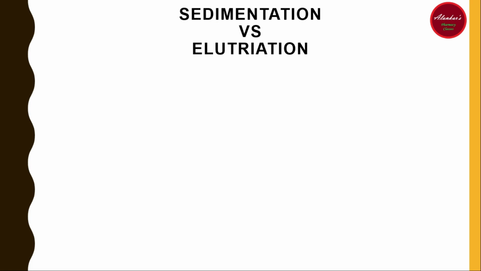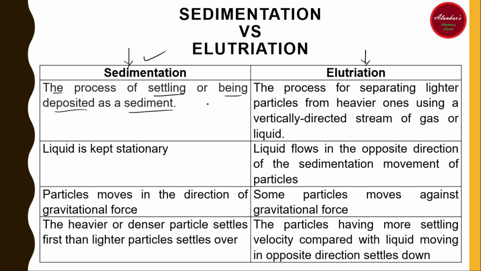Before proceeding to the next point, another very important topic: what is the difference between sedimentation and elutriation? In the case of sedimentation, particles simply settle down because of gravity. But elutriation is the process of separating lighter particles from heavier ones using a vertically directed stream of gas or liquid. In sedimentation, the liquid is kept stationary, but in elutriation, the liquid flows in the opposite direction of the sedimentation movement of the particles.